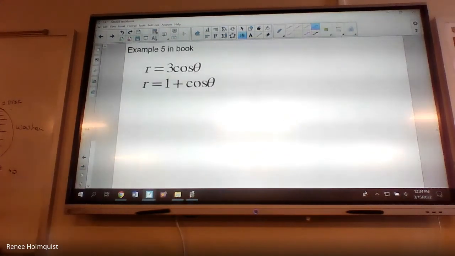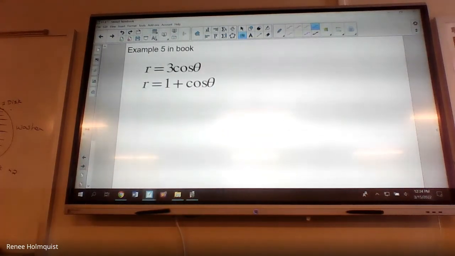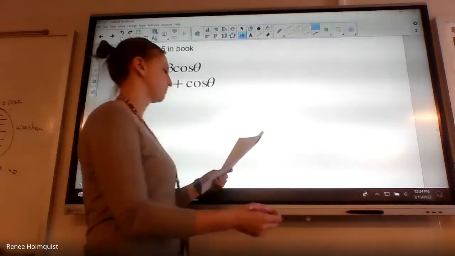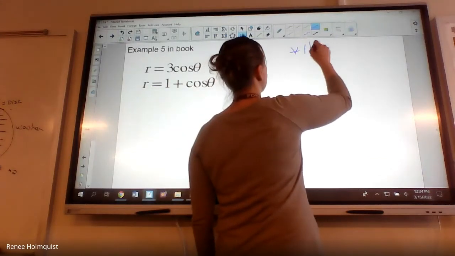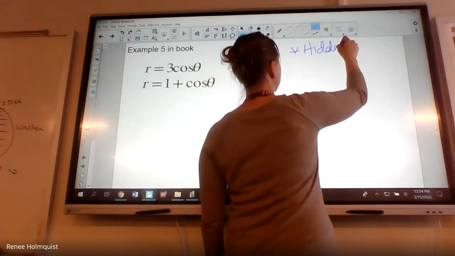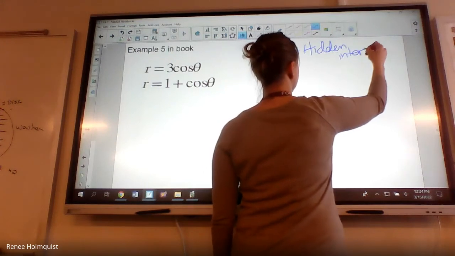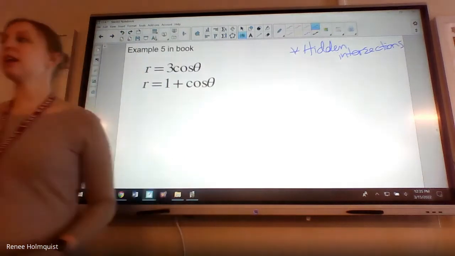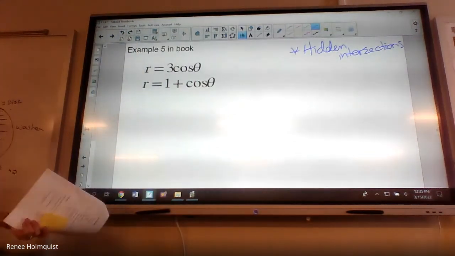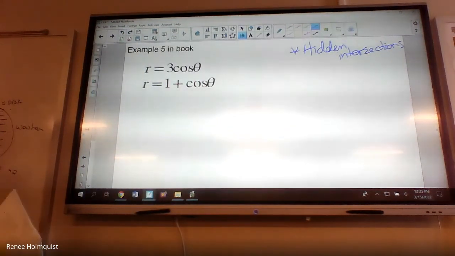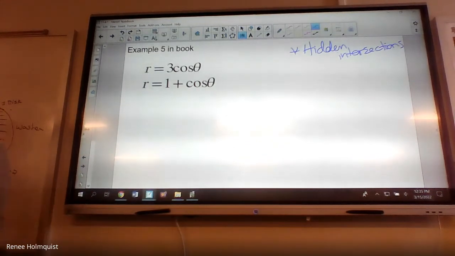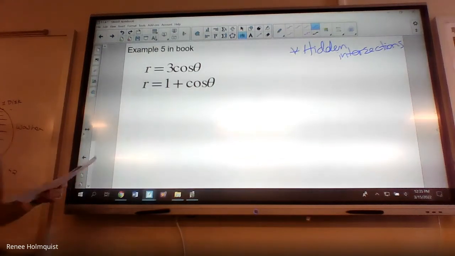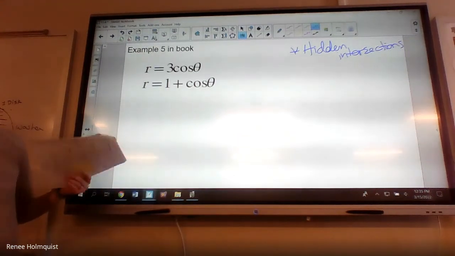Okay. So in some of your examples, they ask you to find those intersections. Sometimes there are what are called hidden intersections. And you have to have a calculator. Honestly, I would bet that you would do your intersections with the calculator anyway, and you wouldn't even do them algebraically. But I'm going to show you how to do them, and why it happens.